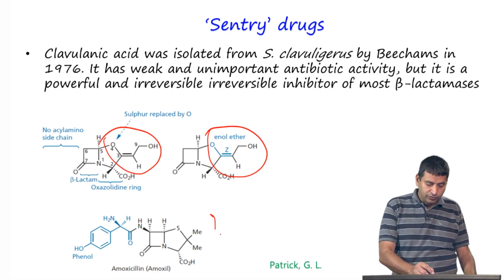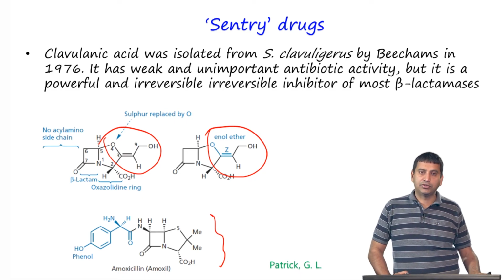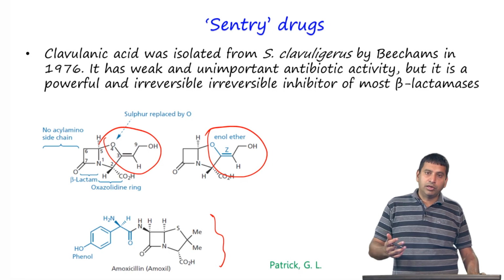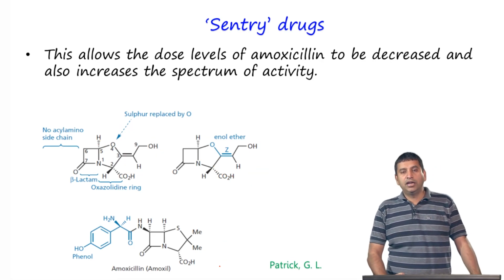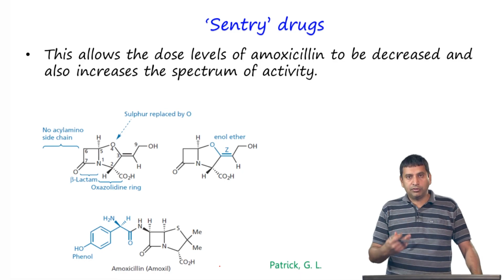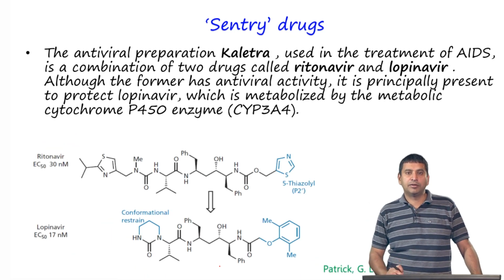And here is the structure of amoxicillin, which is very susceptible to beta-lactamases. So, the strategy that we would employ is to give amoxicillin along with this clavulanic acid. So, what happens is that once beta-lactamases are expressed, then these beta-lactamases actually cleave this clavulanic acid in preference to amoxicillin, and therefore amoxicillin is protected so that it can display its antibacterial activity.